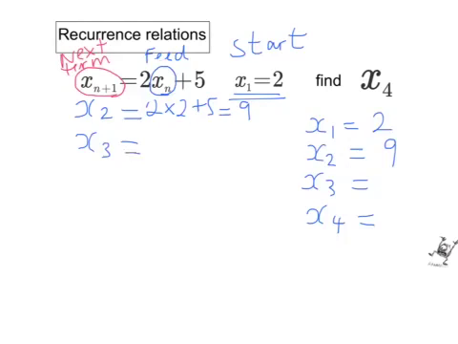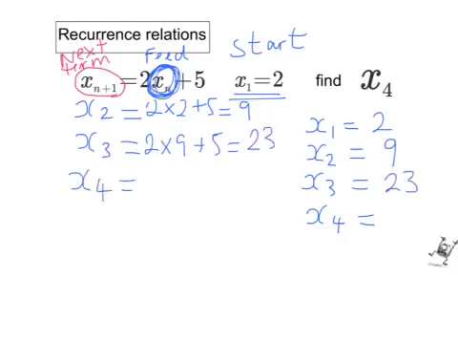So to get X to the 3, we're going to feed the 9 into the X to the N. So we're going to get 2 times 9 plus 5, which is 18 plus 5, is it 23? But check my maths. And then to get X to the 4, so X to the 3 is 23, and to get X to the 4, it's 2 times 23 plus 5, so that must be 46, that must be 51. And there's your answer.